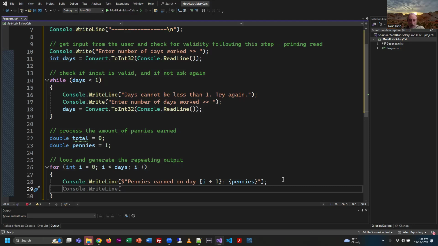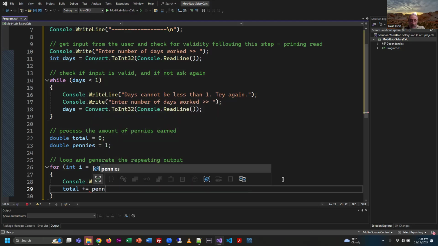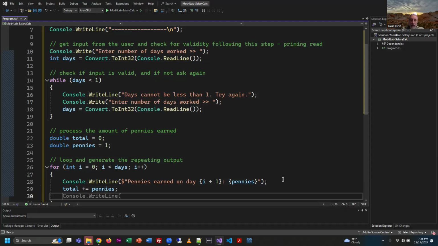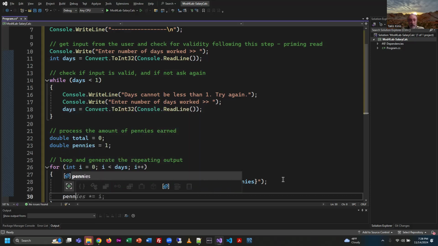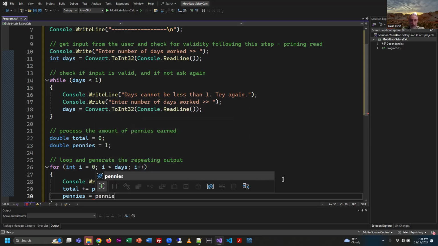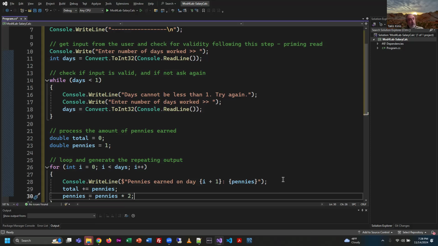But now we have to think about what are the other actions that are happening here. Well, the first thing is whatever pennies we have currently, we are going to add that to our total. So we're going to say total plus equals pennies. We're going to take those pennies and put them in the bank or whatever. Then the number of pennies that we're earning is going to double. So I could do it 2 ways. So I could go pennies times 2. That would work.